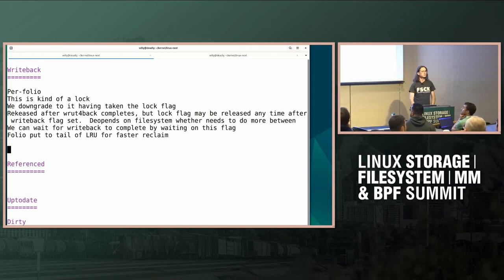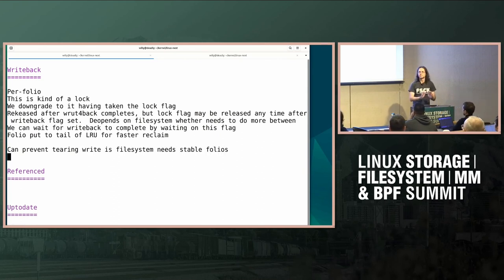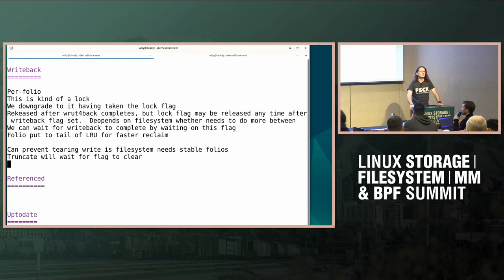And doesn't write back also prevent tearing writes? I'm not sure. Okay. Can prevent tearing writes if the file system needs stable folios or the block device. Do we also have some interactions with truncate? Interaction with truncate, yes. Truncate will wait for the flag to clear. I think that's different for different paths in truncate.c, isn't it? No, it's not, because the write back flag is used as an alternative to holding the lock. It is an implicit ref count on the page, which is maybe something we should clear up, but let's not get into that level of detail. We have 17 minutes remaining.